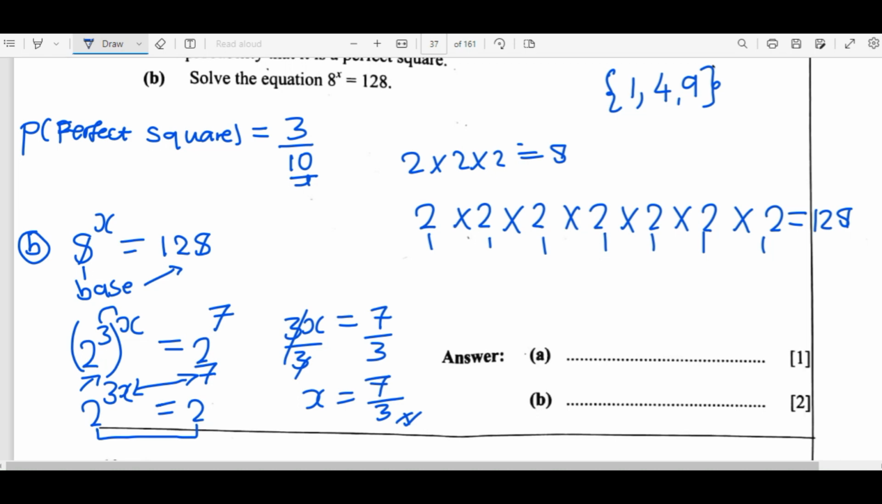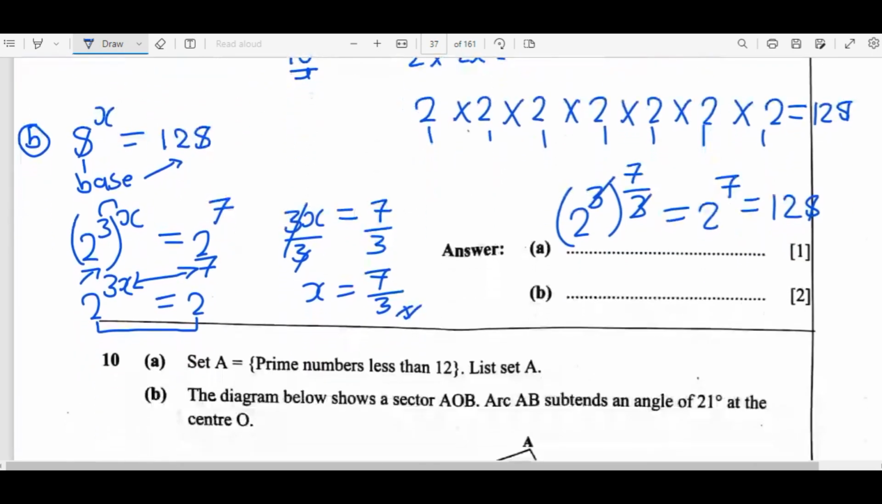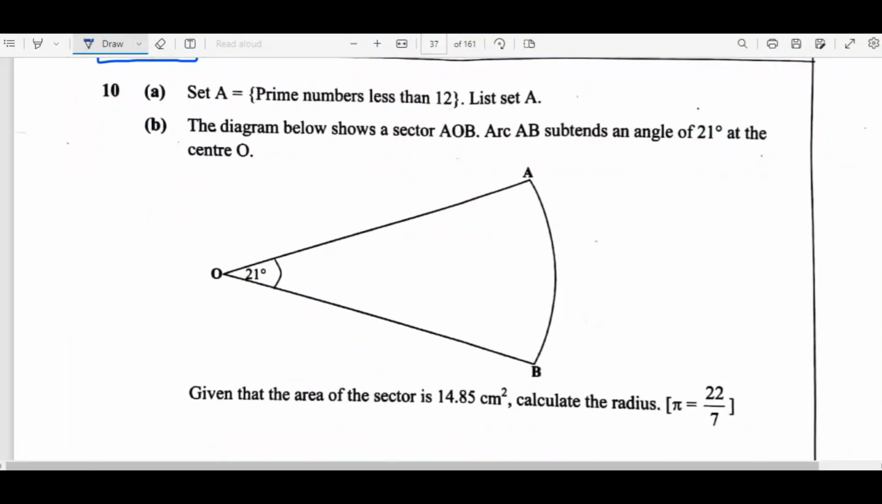If you want, you can try to prove. So if you want to prove, we know that it's 2 raised to the power 3, then times the x value, which is 7 over 3. So we know that we can cancel this. So this will give us 2 raised to the power 7, and 2 raised to the power 7 is equal to 128.